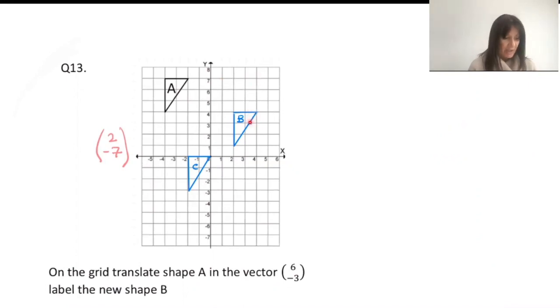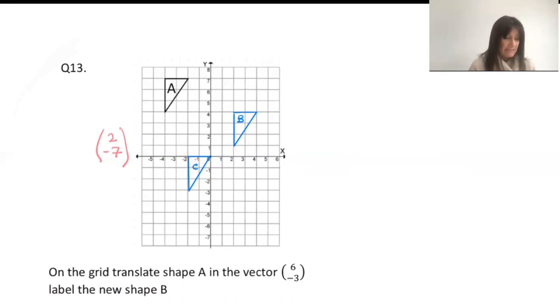I was then asked on the grid to translate B by the vector -4, -4, and label that C. So that now means that I take this shape. I'm going to go back 4, 1, 2, 3, 4, and down 4. And my new shape is here. And again, I've made sure that I've drawn it from the corner that I counted from. It's easy to go wrong when I do that.